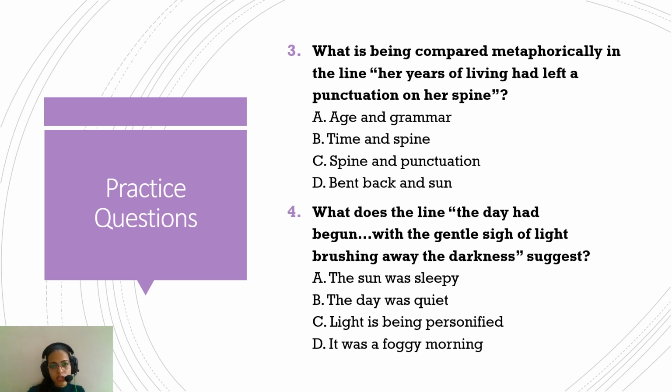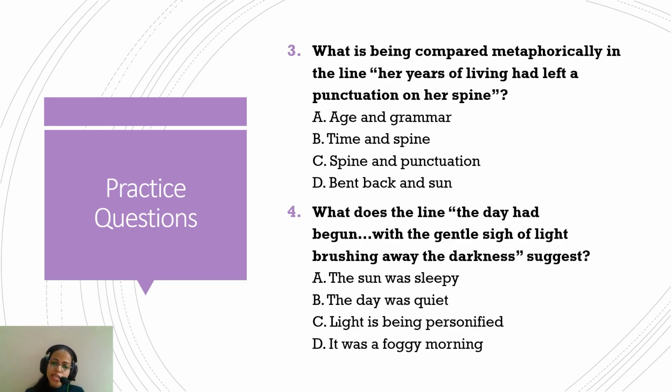So it's like years that she's grown and she's been bending. When you're young, you're straight. As you grow old, your body just begins to bend. So her years of living had left a punctuation. A question mark is a punctuation, so her spine is compared to a punctuation, that is, a question mark. Okay, so the metaphor is comparing, here option C, spine and punctuation.